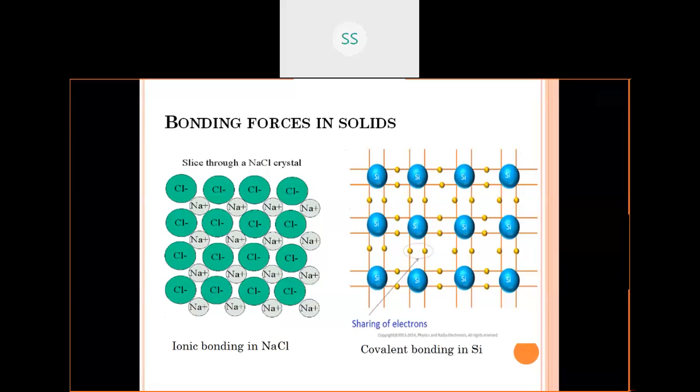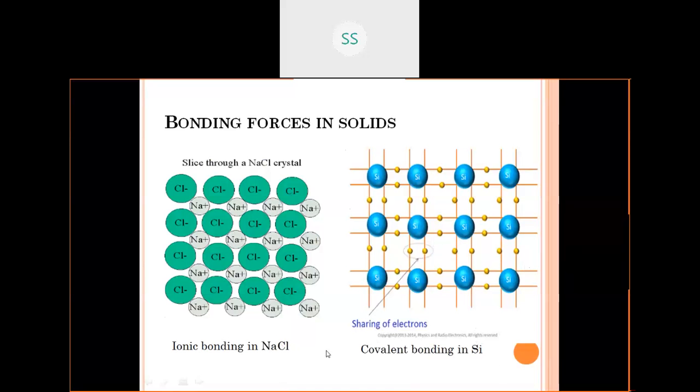So we will see now in this topic what are the various bonding forces present in the solids. To name a few, we have the ionic bonding, then covalent bonding, metallic bonding, and the mixed bonding. Here two pictures are displayed. One is for the ionic bonding, taking the example of NaCl, sodium chloride, and covalent bonding in case of silicon.